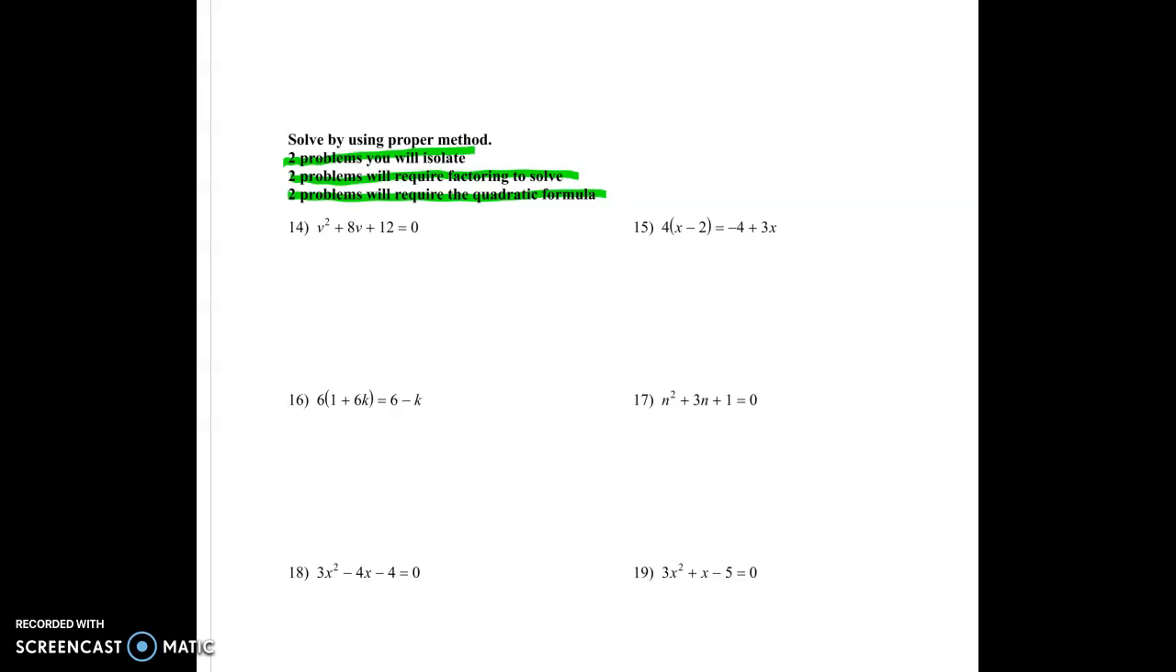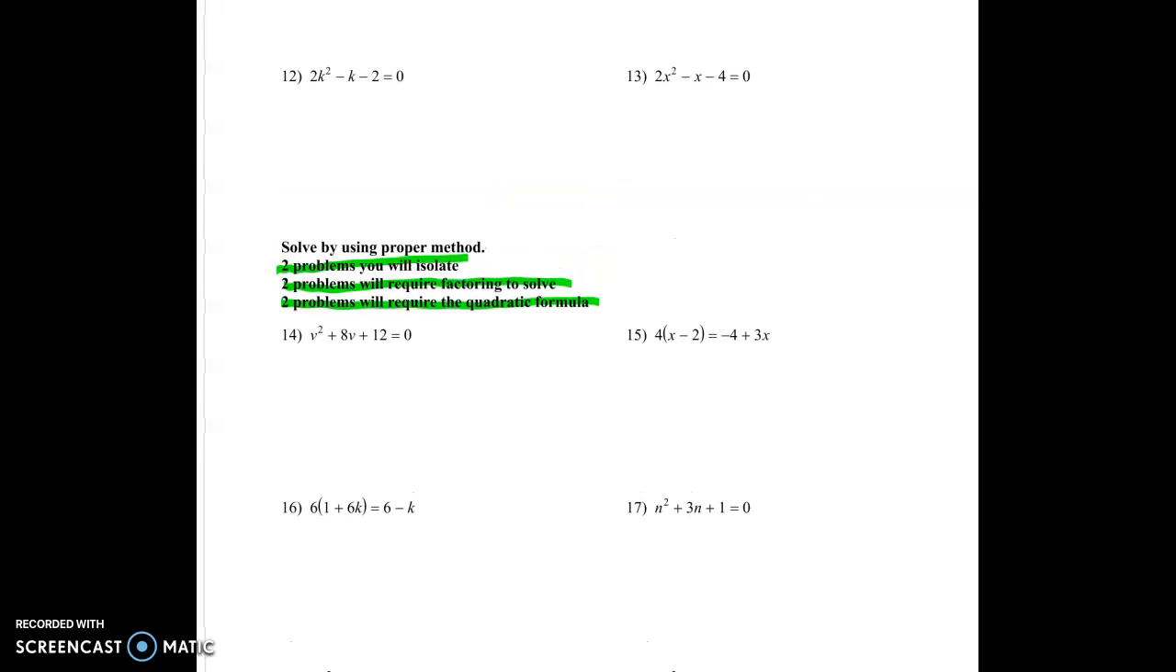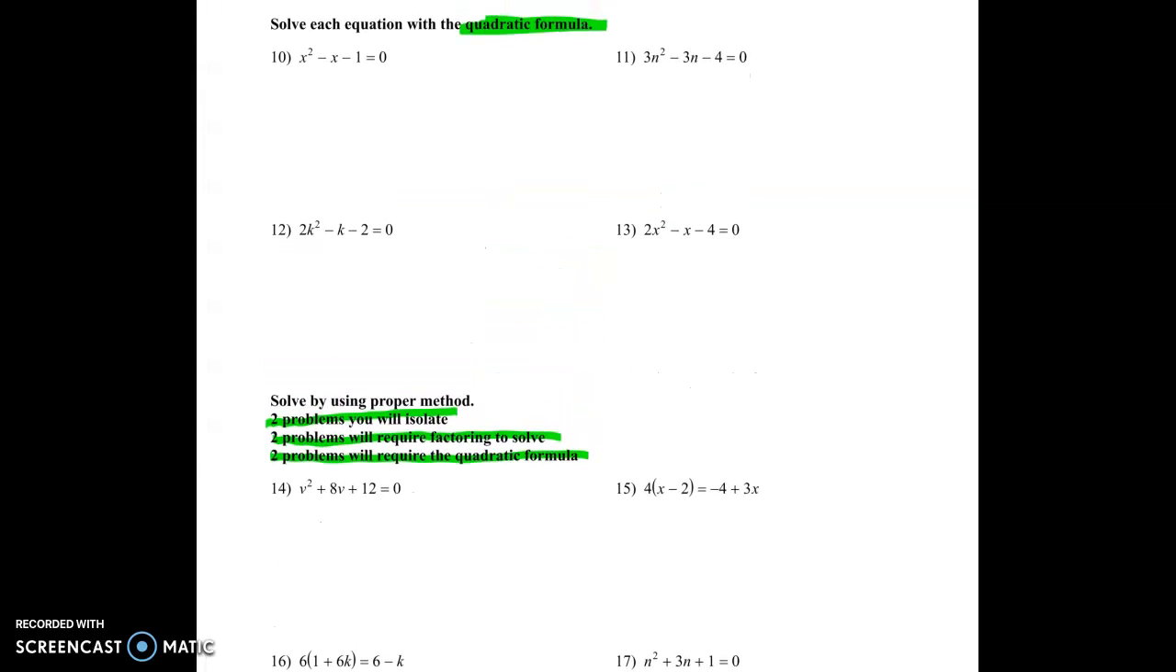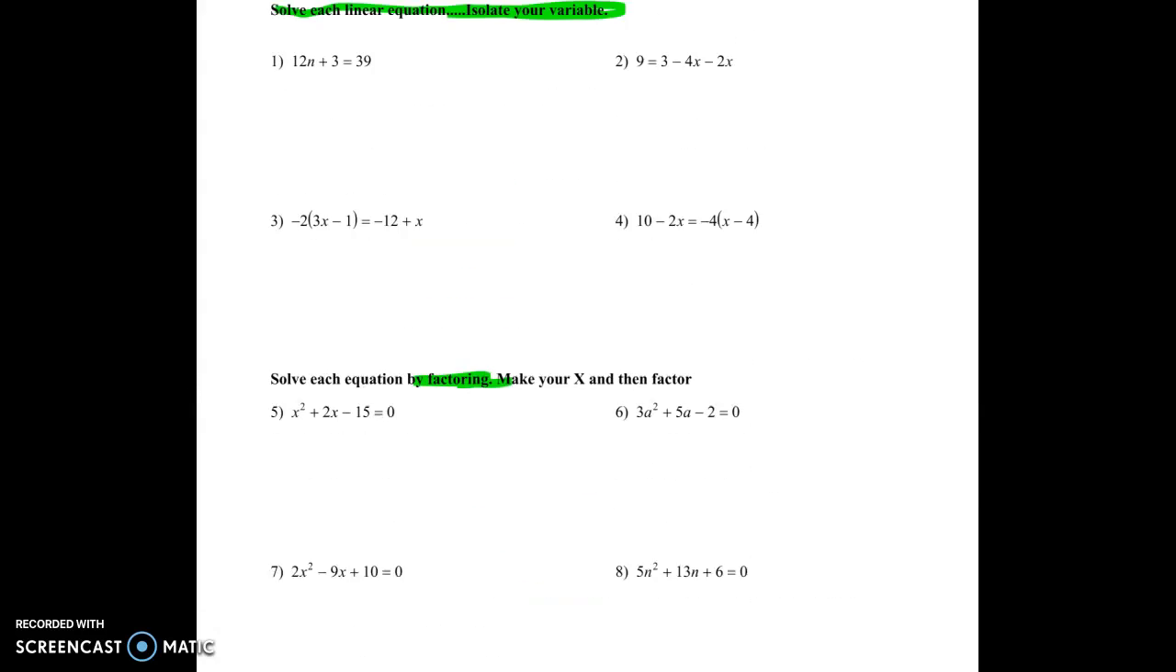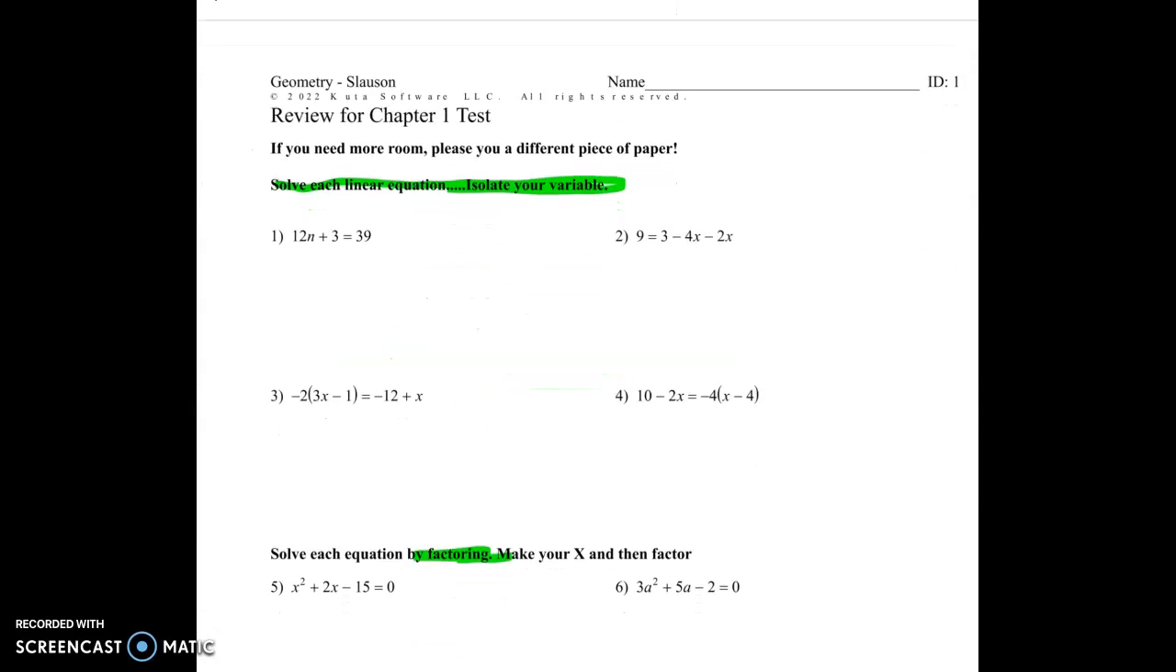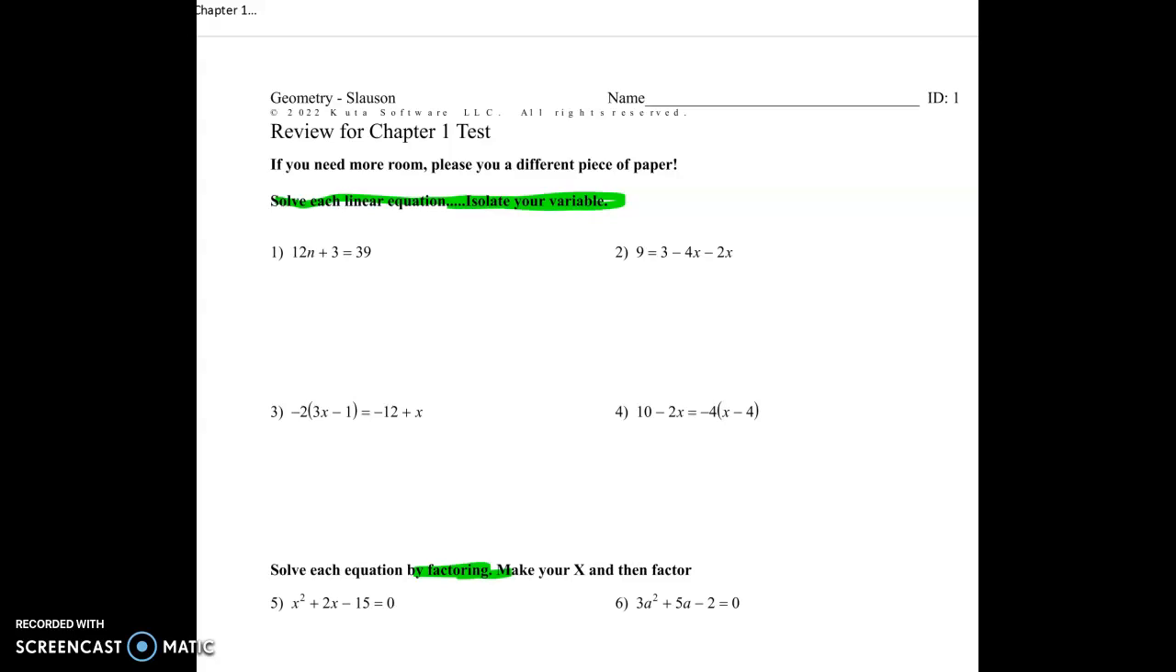There will be an answer key with the substitute, and there will also be an answer key posted online so you can check your work. Not copy, but check. So let's go ahead and get started. I'm not going to be doing all the problems, but I'll definitely hit a good amount of them.